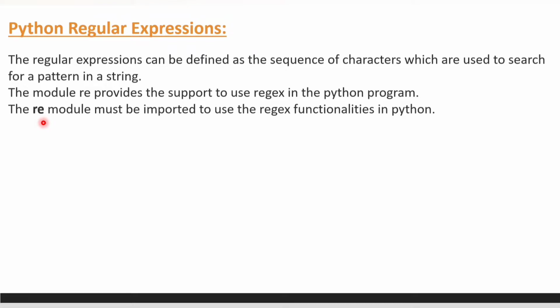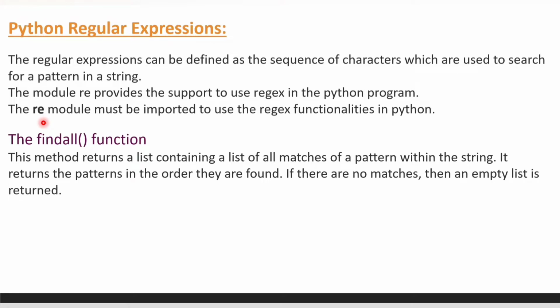There are different types of methods in this module. The first one is the findall function. This method returns a list containing all matches of a pattern within the string. It returns the matches in the order they are found. If there are no matches, then an empty list is returned. Let's see in our demo how we can make use of this regular expression module and the findall function.